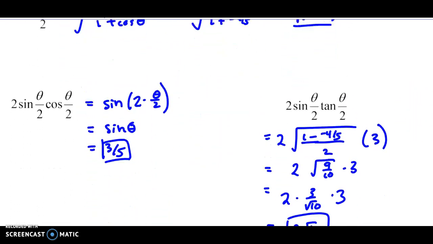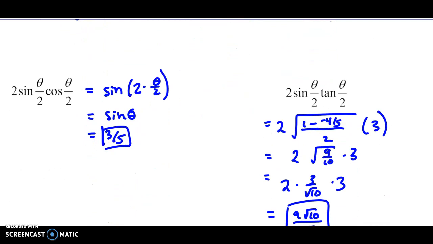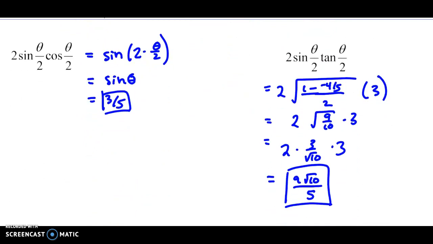Next one here. The key thing to recognize here is this is actually just the double angle identity for sine. What do I mean by that? Well, look here, I get the sine of 2 times theta over 2, which is sine of theta, which is 3/5.